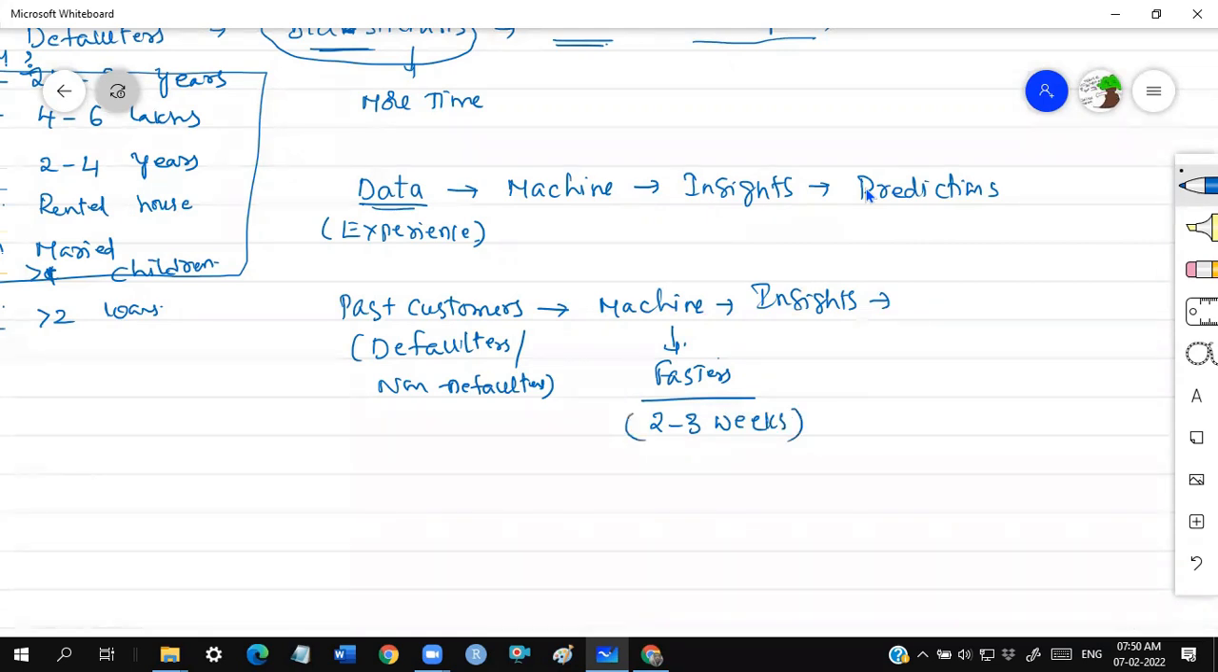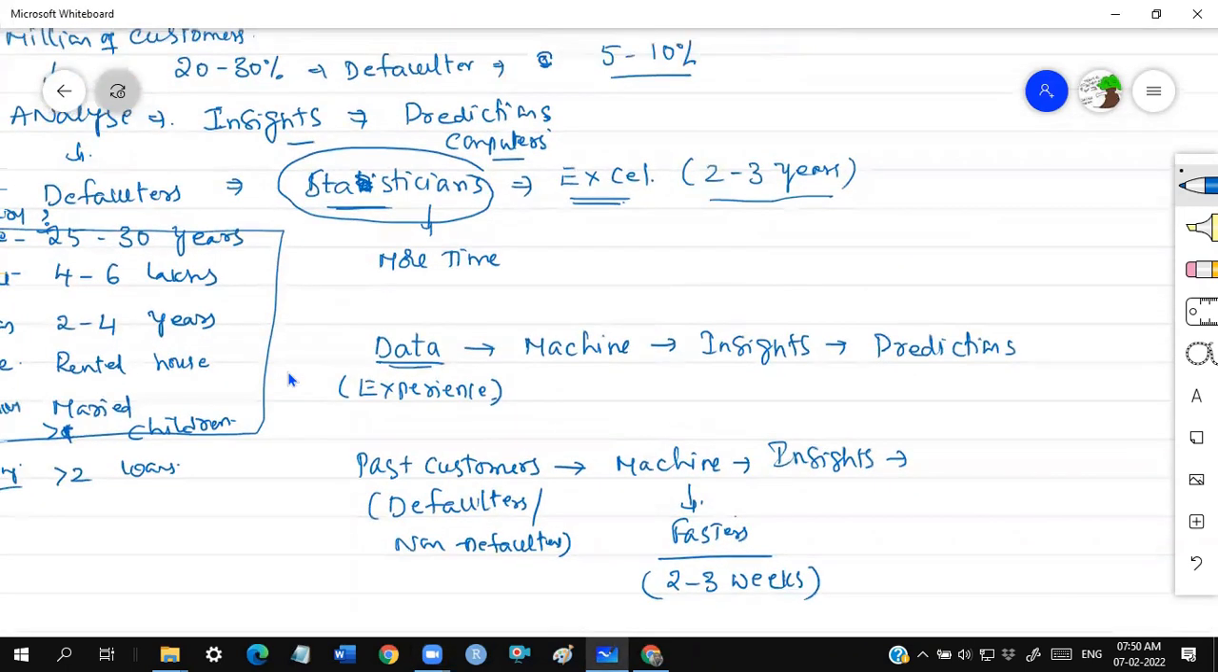Within 2 to 3 weeks, we can get some kind of insights. Insights are nothing but what has been understood from the data, whatever knowledge has been gained from the data. Like I told you, these are the insights. This is going to be the insights actually.